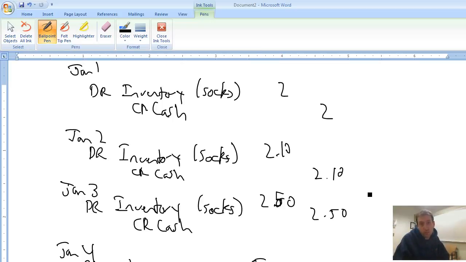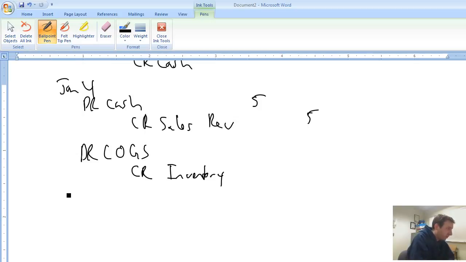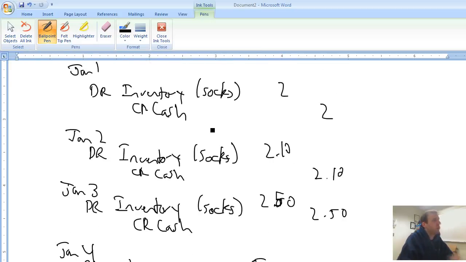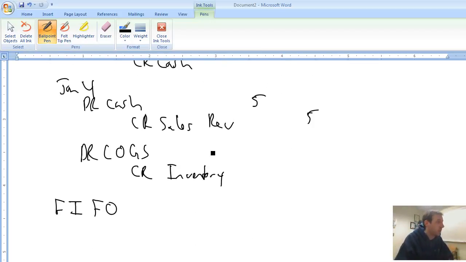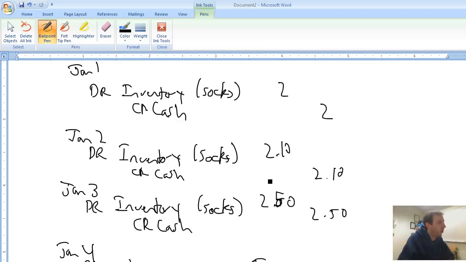And FIFO stands for first in, first out. And if I have an inventory policy that matches that, I might want to account for my inventory using FIFO. So if I'm using FIFO, first in, first out, in this scenario, my oldest socks are the ones I would account for as having been sold. So if I were using FIFO, my COGS and my credit to inventory would be $2, because I would just take the oldest item, which would be January 1st.